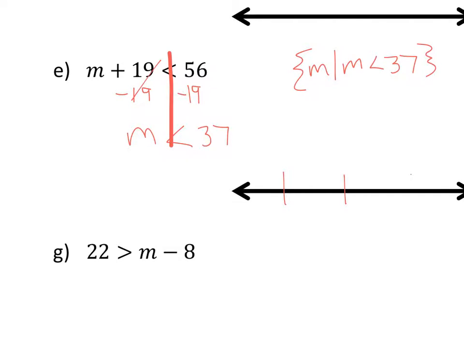And let's go ahead and graph it. 37 in the middle, 1 below, 1 above. It is an open circle on 37, and we want m values less than that. So we are going to shade to the left.